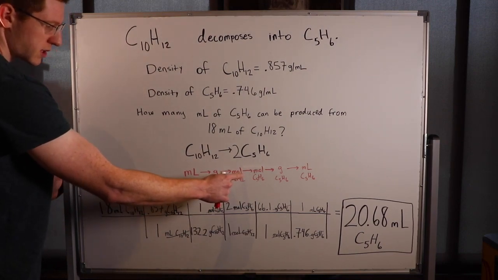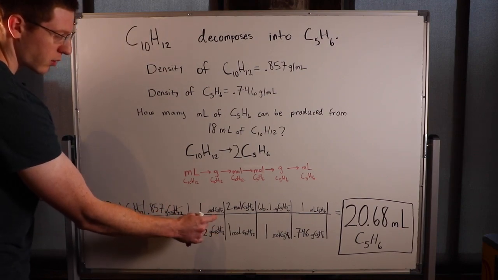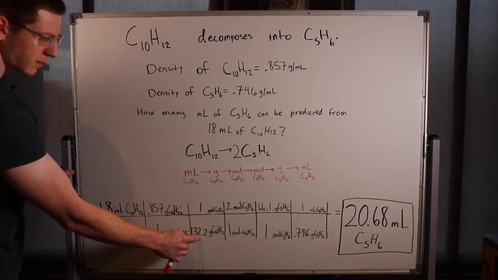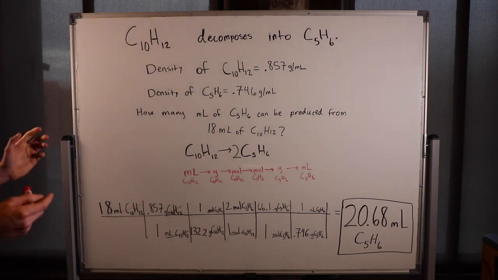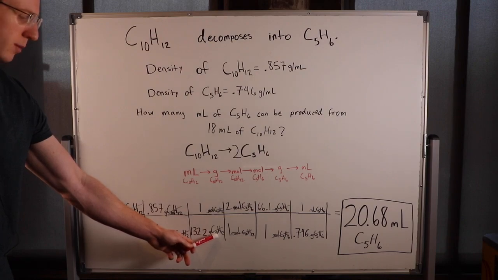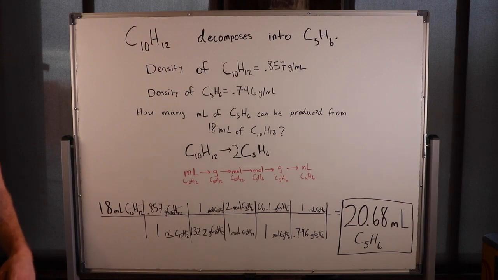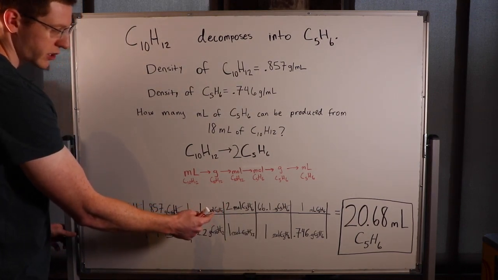Now let's go to moles of C10H12. So now we've got to cancel these units out down here, and we're going to moles, and we know that there are 132.2 grams of C10H12 per 1 mole of C10H12. We got that off the periodic table. You simply do 12.01 for the weight of carbon times 10 plus 1.008 for the weight of hydrogen times 12. Now we are in moles of C10H12.